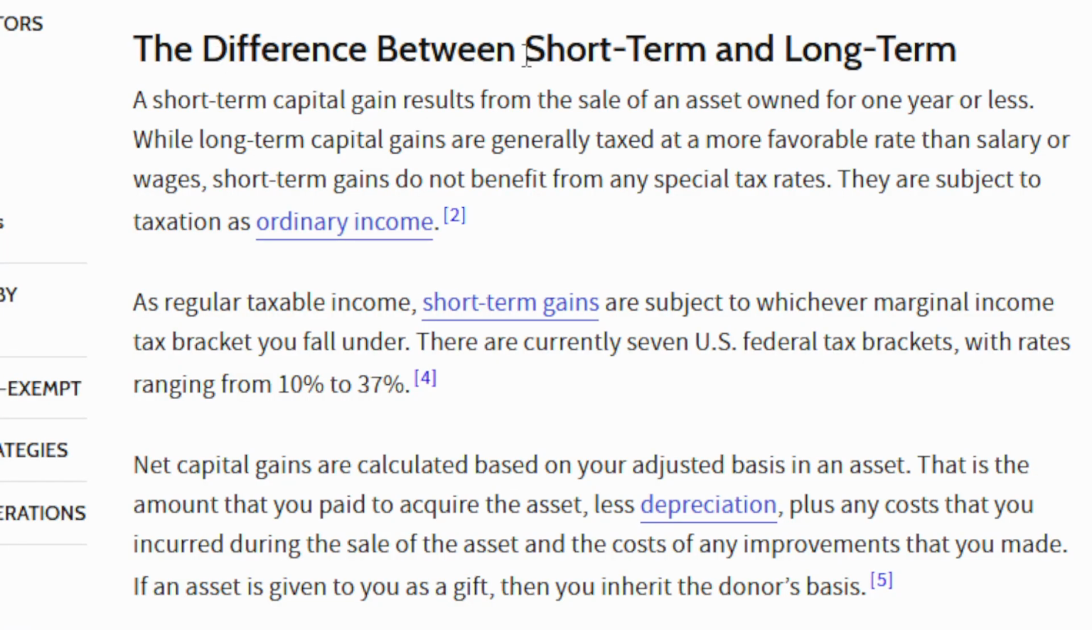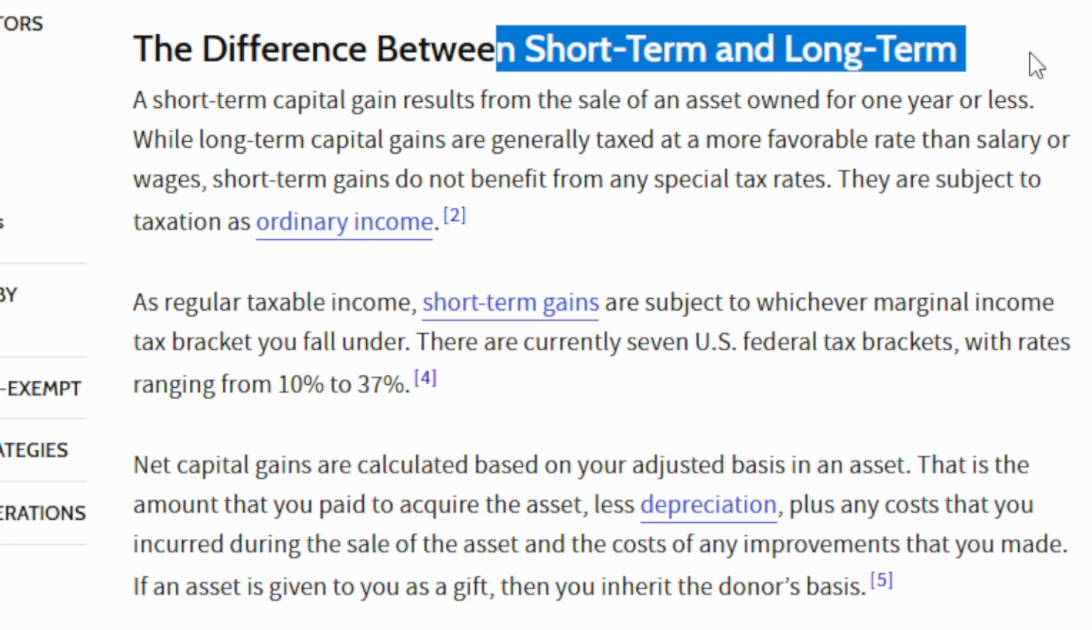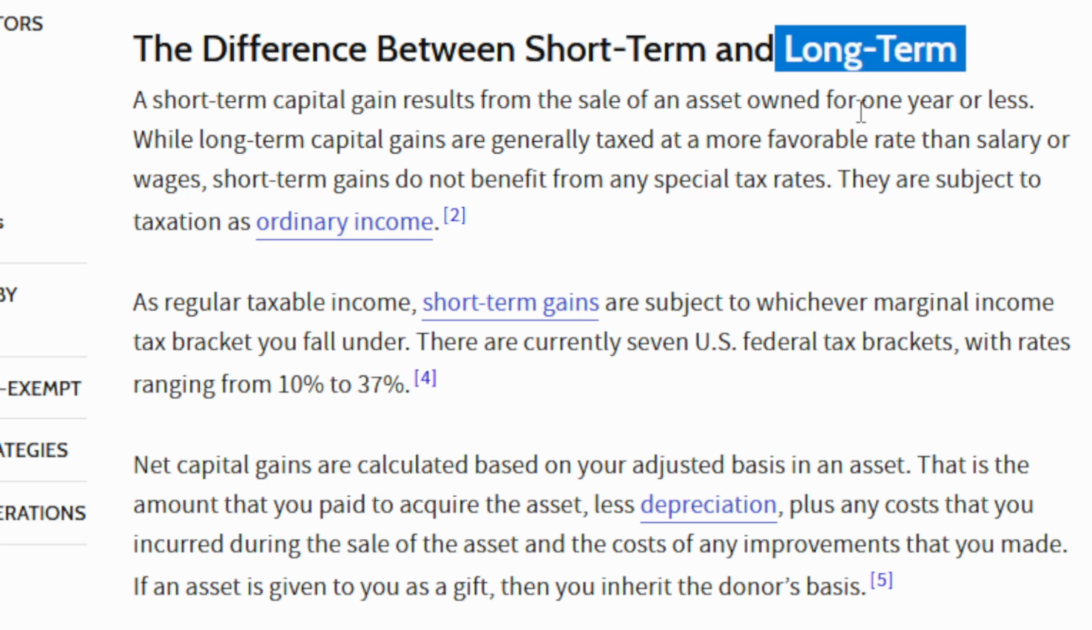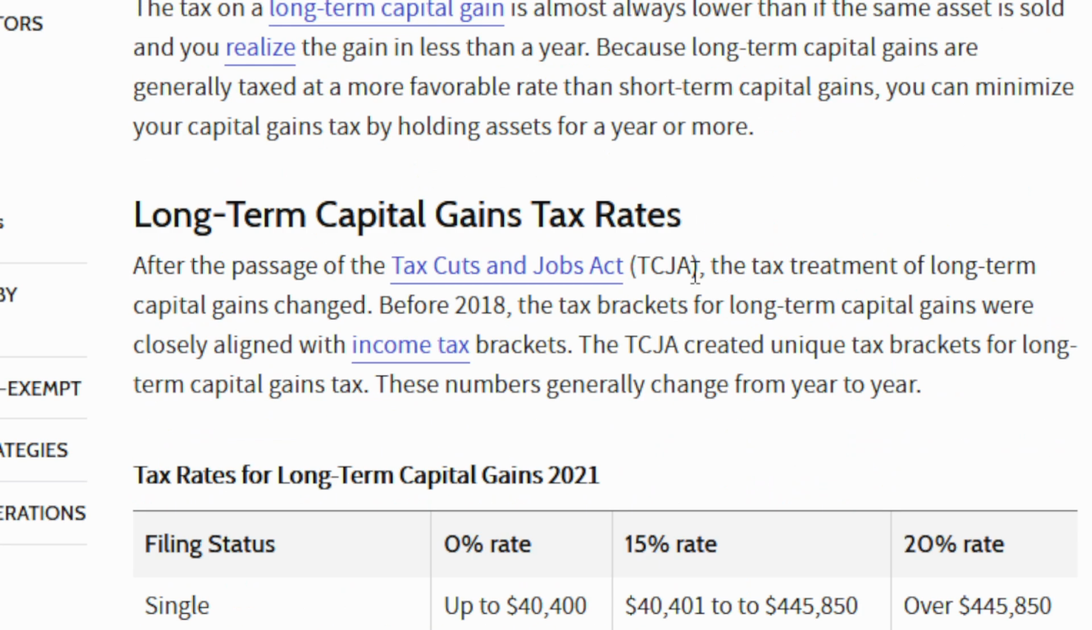So let's get started. Before we start, let's look at the difference between short-term and long-term capital gains. A short-term investment is anything that's less than 1 year, and long-term capital gains are only on investments that you held for over a year. But there's a big difference on the tax rate between the two.